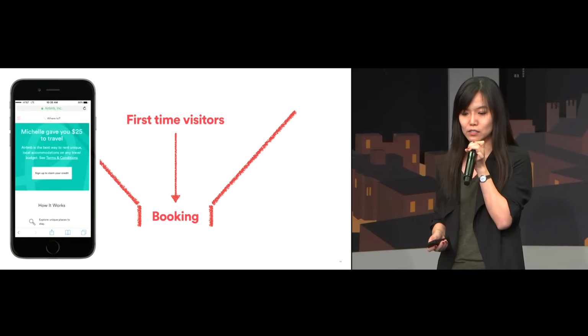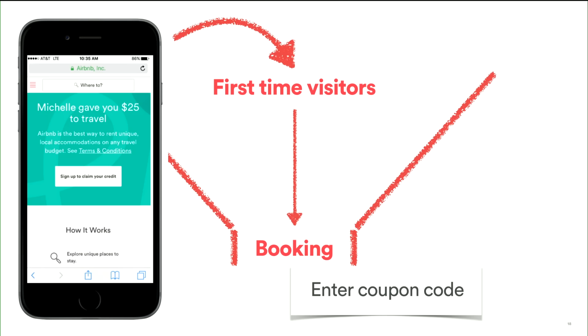To do that, we encourage our existing users to refer their friends, so they can send them a $25 coupon. The new user can enter a coupon code when they make a payment to redeem it. But the booking rate did not increase as much as we expected. So to drive the conversion, we designed an experiment.